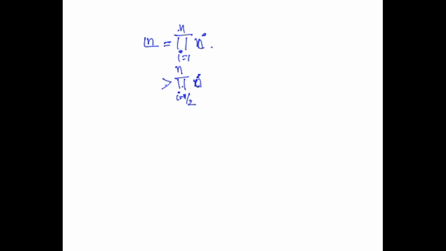So the product of all the numbers from 1 to 100 is certainly greater than the product of all the numbers from 50 to 100. So the product of all the numbers from i equal to 1 to n is certainly greater than the product of all the numbers from i equal to n by 2 to n. Notice that each i inside this product is greater than or equal to n by 2, because the product is going from n by 2 to n.